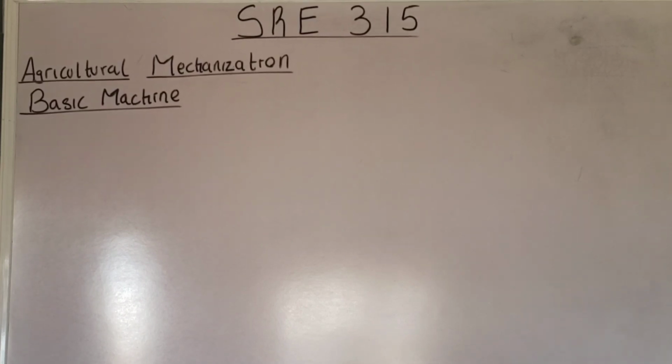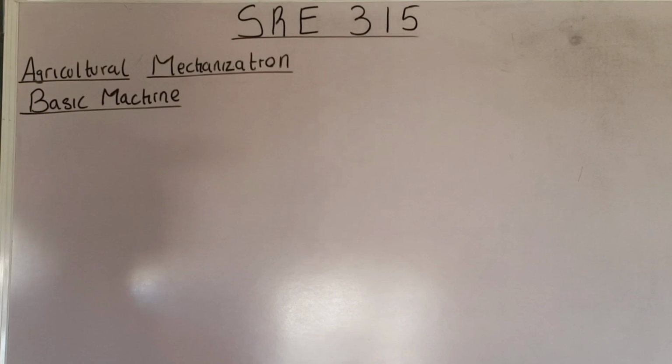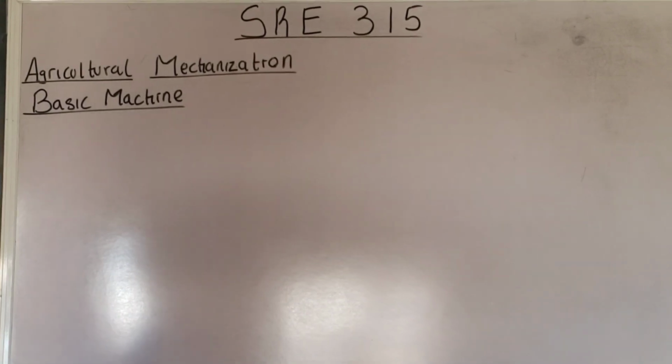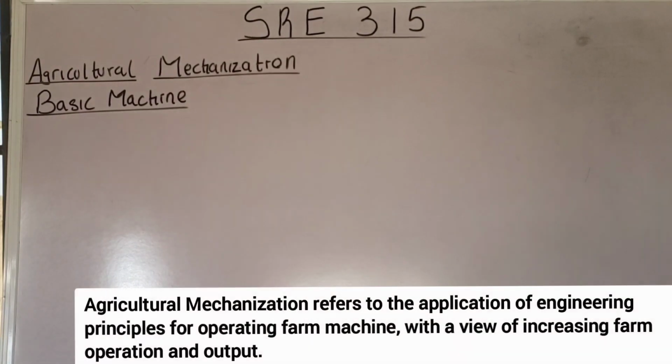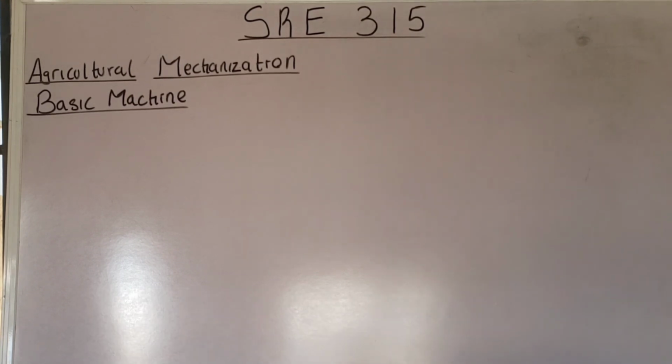In this class, we are going to talk about basic machines. In our previous class, we discussed that agricultural mechanization refers to the application of engineering principles. I told you that this refers to the tools, the engineering knowledge. So the machines that we use with respect to our knowledge in engineering, the application of those machines in agriculture, is what we call agricultural mechanization. So those are the machines that we want to discuss now.